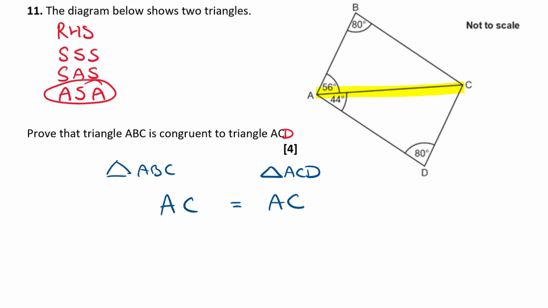Now we need to show that the angles either side are the same. So I've got some missing angles here. So what's this one up here? This one is going to be 180 minus the other two, 80 plus 44. So 80 plus 44 is 124. 180 minus 124 is equal to 56. So that angle is 56. And similarly, this one here is going to be 180 minus the other two, 80 plus 56. And so that one's going to be equal to 44.